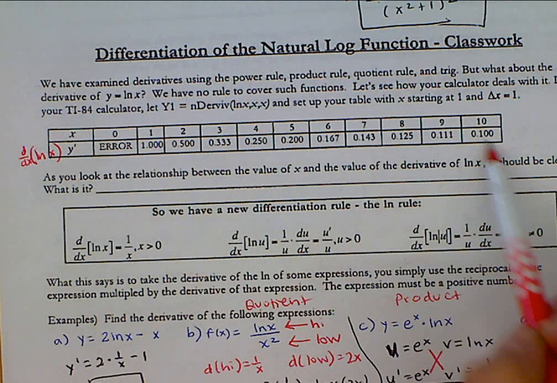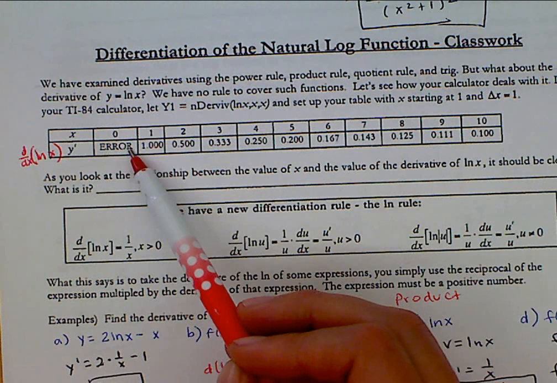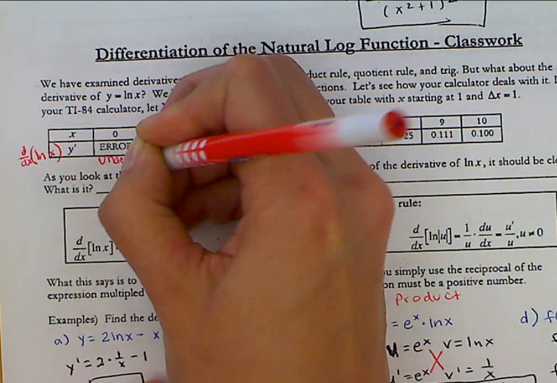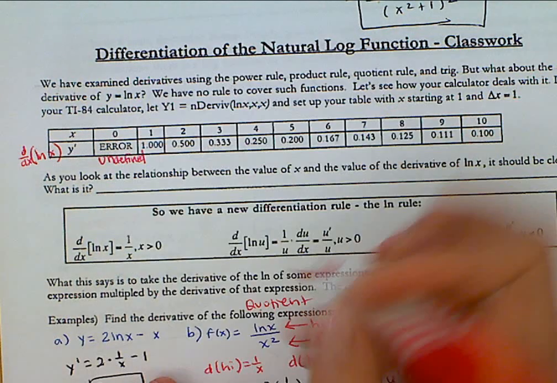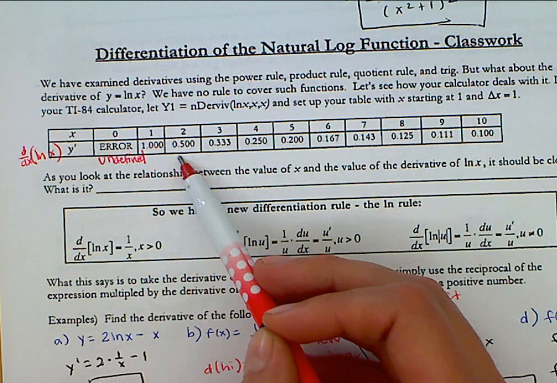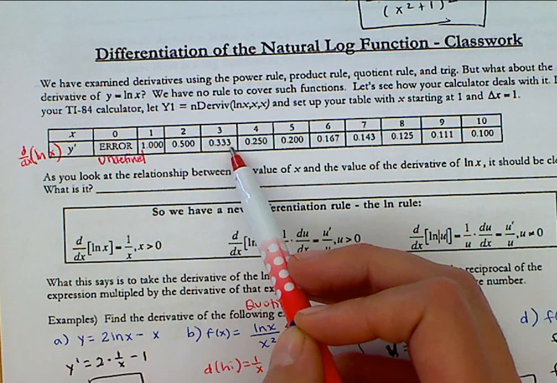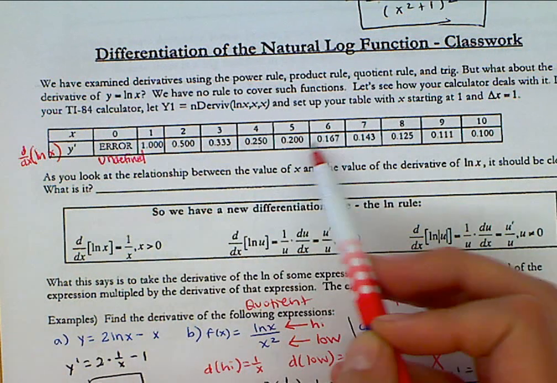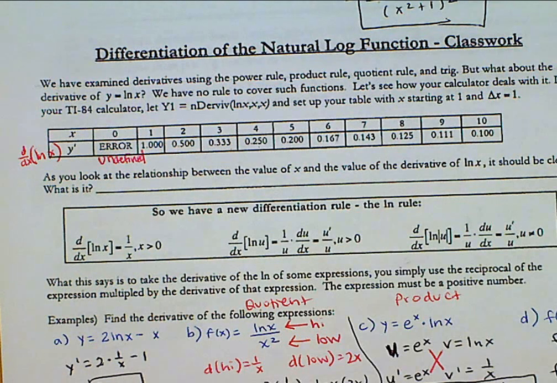So the first thing we get is an error on the calculator. You can think of this as undefined. So when we plug in 0, it's undefined. If we plug in 1, it's 1. Plug in 2, 1/2. 3, 0.333. When we plug in 4, 0.25. And so on and so on. So what function does this look like?